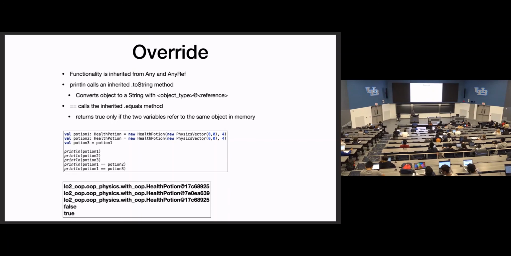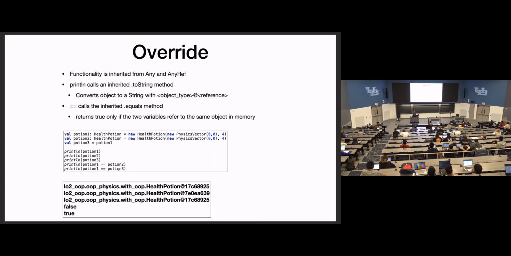So dot equals by default is going to return true if those 2 references refer to the same object. So even though these 2 health potions have the exact same properties, they're effectively identical in every way, since potion 1 and potion 2 refer to different objects on the heap, we're going to get false here. No matter what we do, we're not going to get that to return true. Well, I shouldn't say no matter what we do, because we're going to change that in a slide or two.